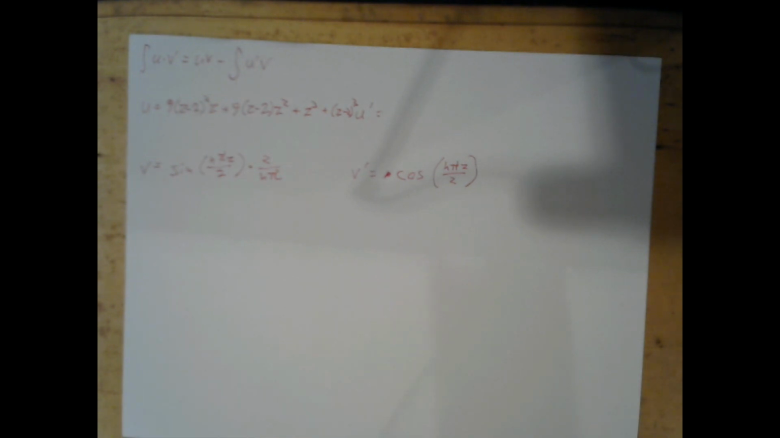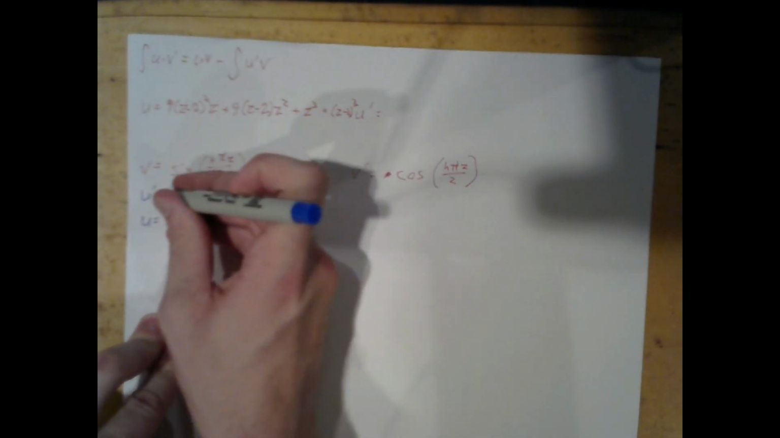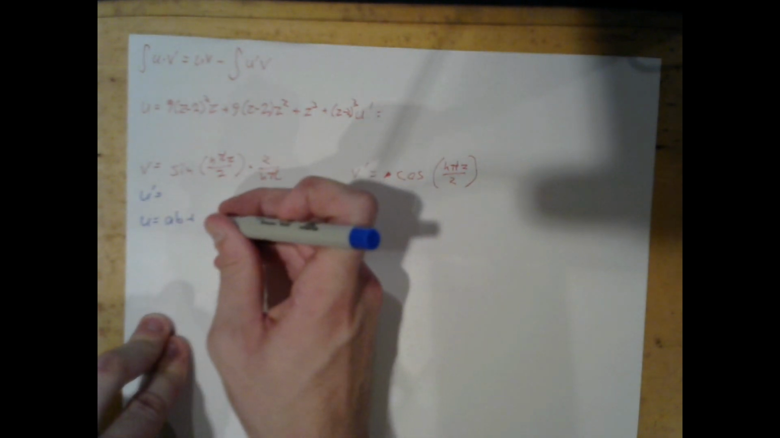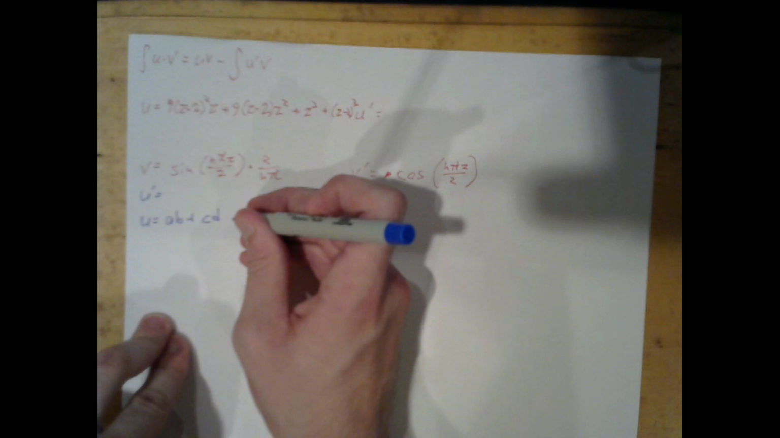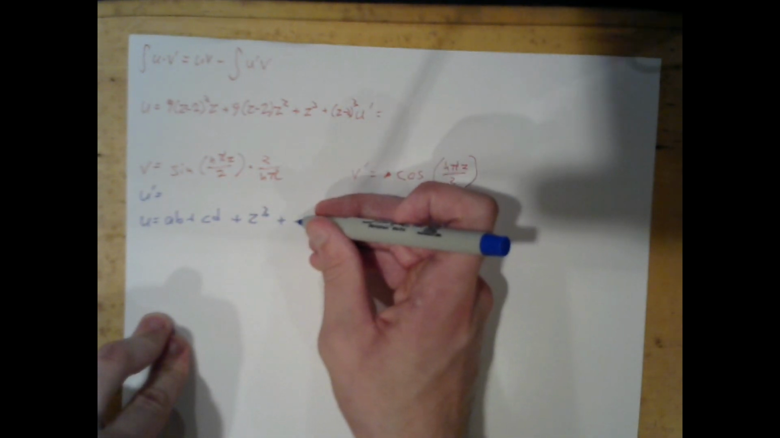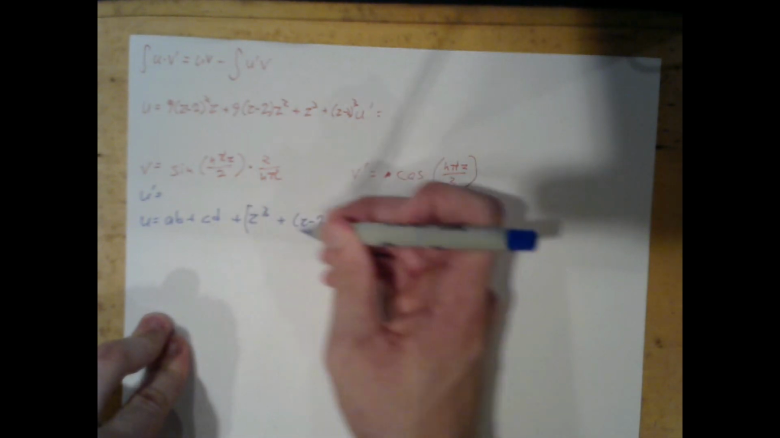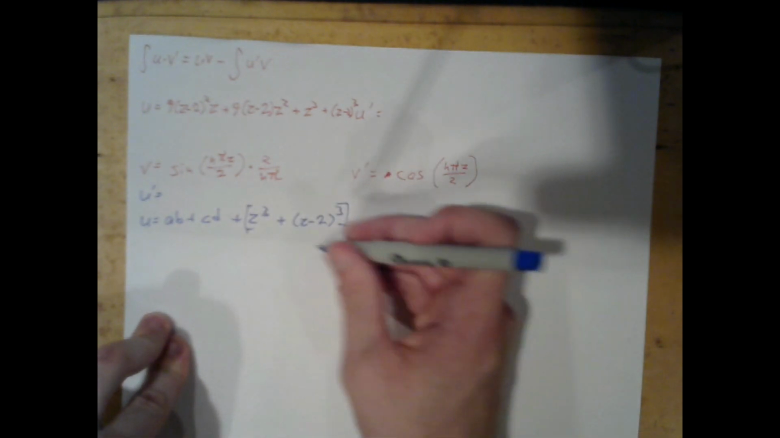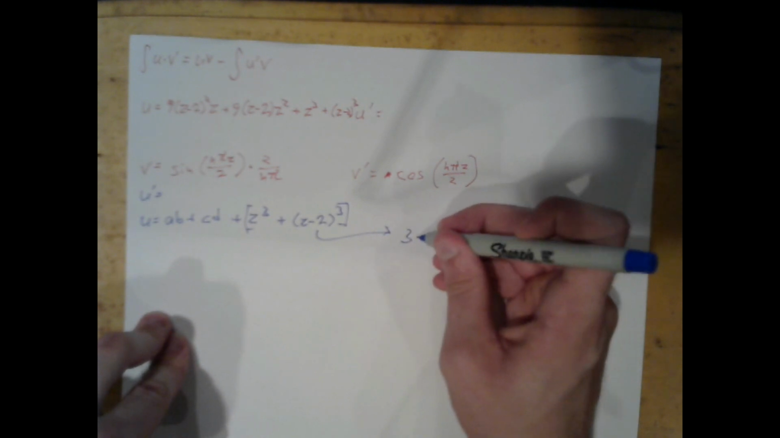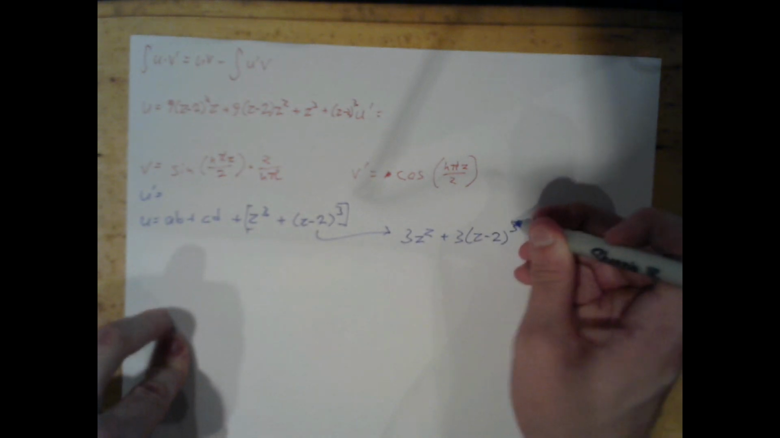Long integral. Okay, so now moving on, you're going to have u prime here. Again, define u. We're going to say u equals a b plus c d plus, and we don't need to define these, there's no product rule here, z squared plus z minus 2 cubed. So let's just get this out of the way right now, because this is less important. The derivative here is 3z squared plus 3z minus 2 cubed.